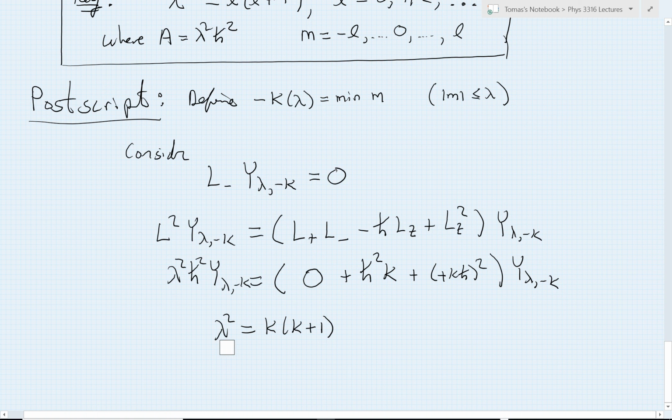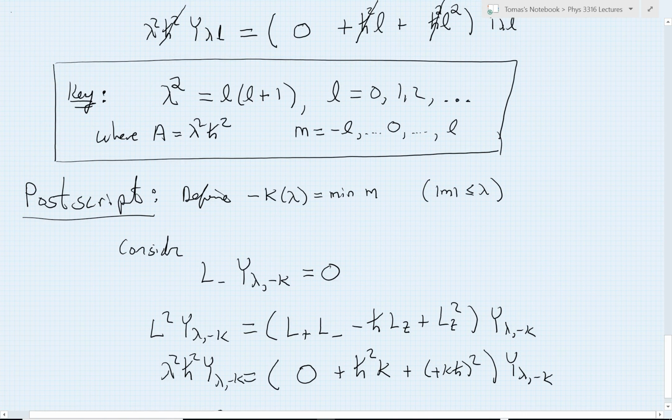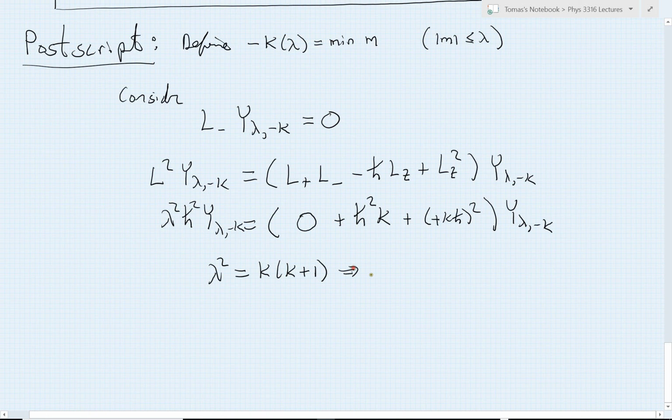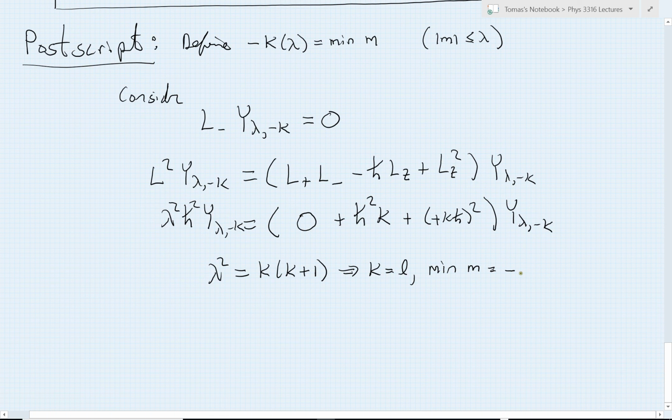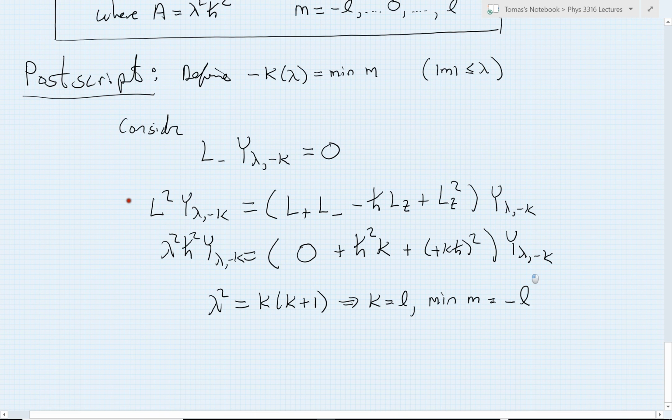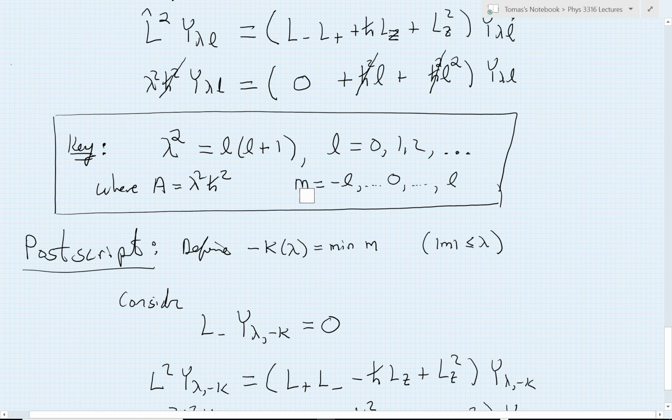satisfies exactly the same equation as does L. So k and L actually are going to be equal. K will equal L, so therefore the minimum value of m is equal to minus k, as we defined it, but we just showed that k equals L. So the minimum value of m is minus L, so that my allowed m states count from minus L up through L.